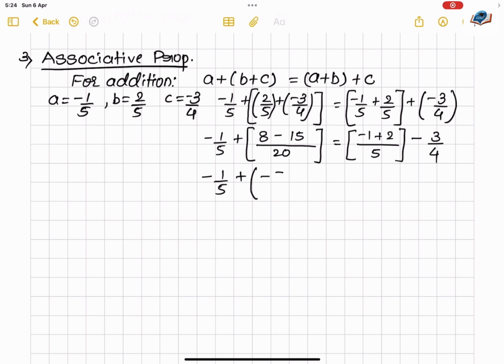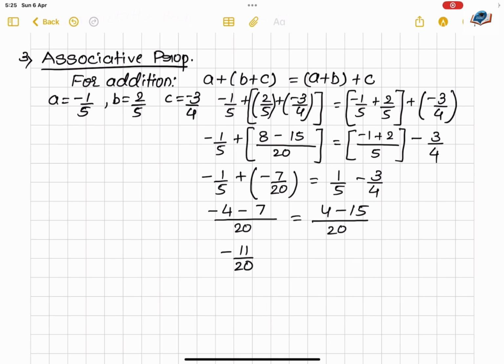So it will be minus 7 upon 20 equal to minus 1 plus 2, so that will be 1 upon 5 minus 3 by 4. Now on the LHS, the LCM will be 20. So 5 fours are 20. So here minus 4 plus into minus is minus, and 7. And this side I will have LCM of 5 and 4, so 20. 4 minus 15. So here I got minus 11 upon 20. Here also I am getting minus 11 upon 20.